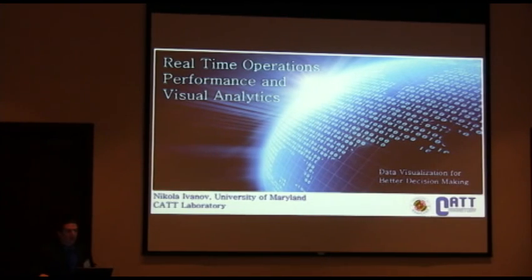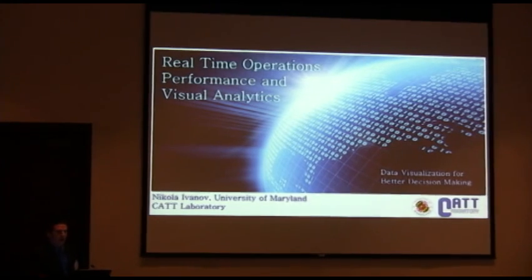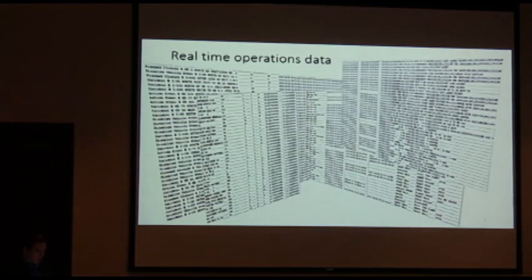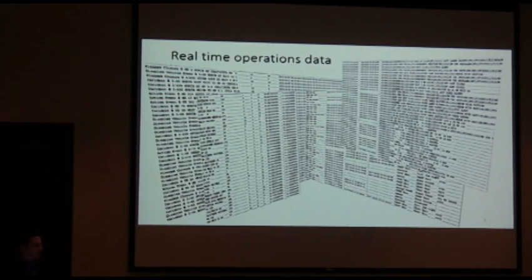I'll talk a little bit about what we've done at the CAT lab in terms of helping out with some of the dashboards that show some of the real-time information that we use for decision making. Most of you know what the real-time operations data looks like. We have data coming from the sensor networks out on the road, incident information coming from the TMCs, from the patrols out on the road.